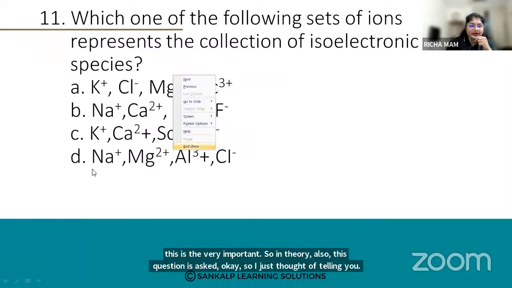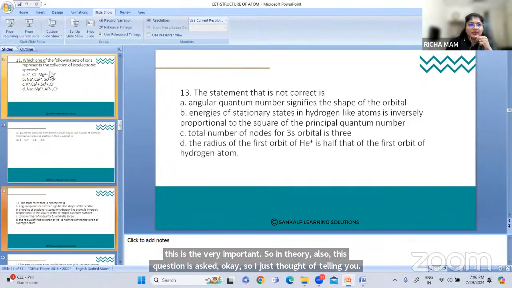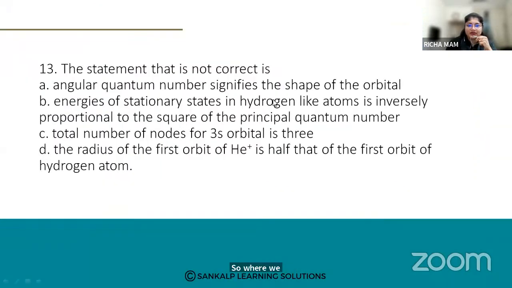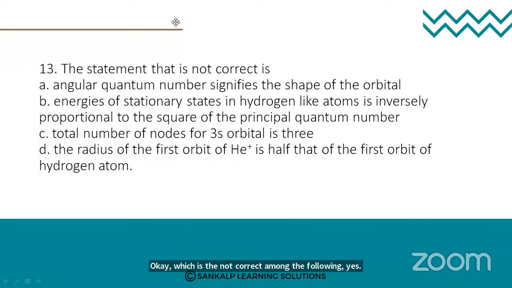Okay, let us go back to where we were, this particular statement. Which is not correct among the following? Can anybody tell me which is not correct? The first statement: the angular, or azimuthal, quantum number signifies the shape of the orbital. So this is a correct statement.